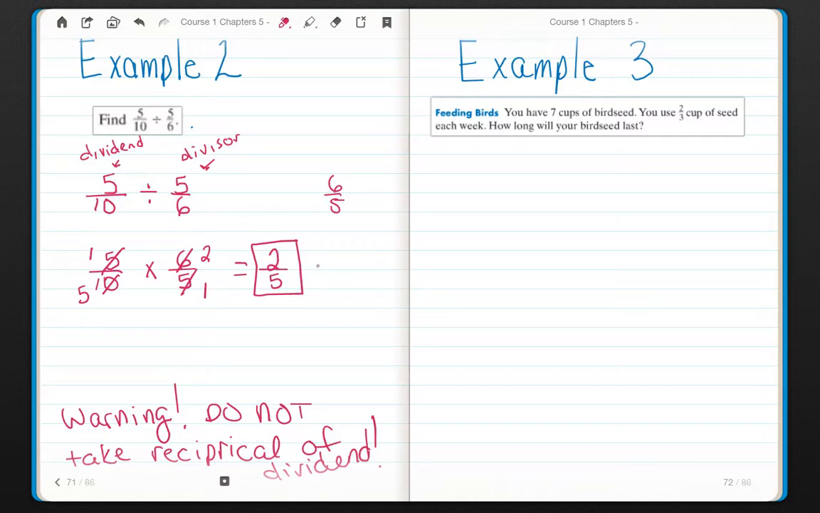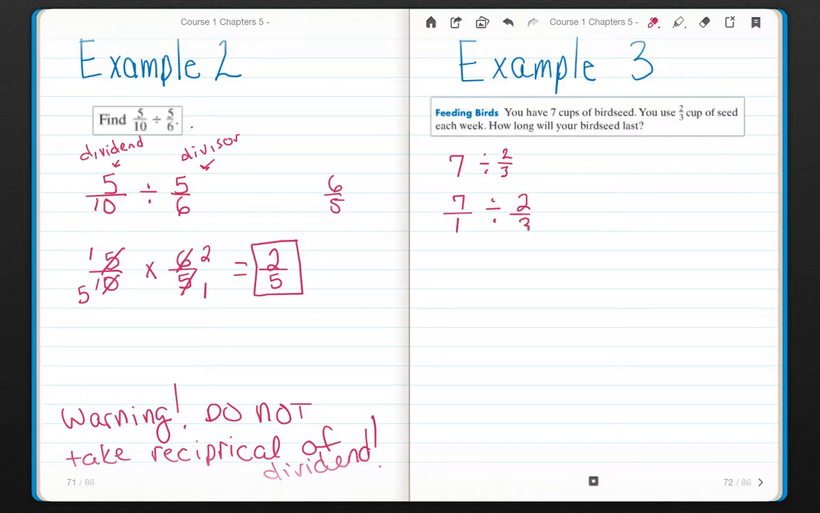So let's use a word problem here. Example 3. You have 7 cups of birdseed. You use 2/3 cup of seed each week. How long will your birdseed last? So I have 7 cups. I'm going to divide it into groups of 2/3 of a cup. So the first thing I'm going to do is make sure both of my numbers, my dividend and my divisor, are a fraction. So 7/1 divided by 2/3.